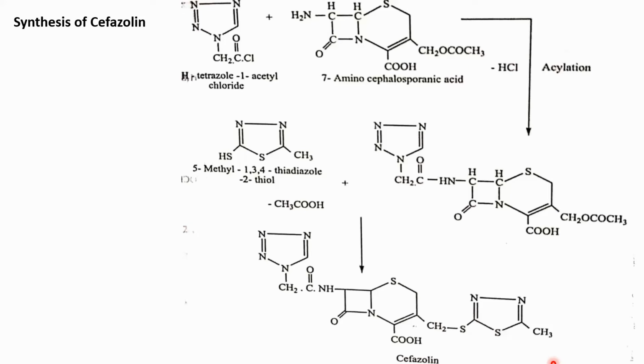Next is the synthesis of cefazolin. Here you can see for cefazolin the initial reactants are 1H-tetrazole-1-acetyl chloride and 7-aminocephalosporanic acid. Both these initial substrates will fuse together and an acylation reaction will take place. Again, this acylated product will fuse with 5-methyl-1,3,4-thiadiazole-2-thiol, and here you can see the cefazolin was obtained.